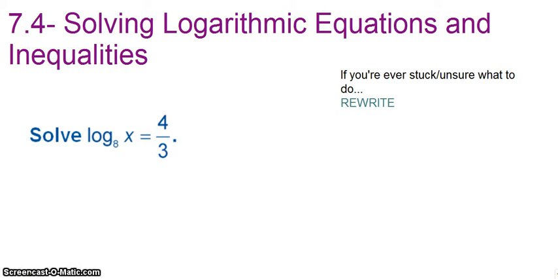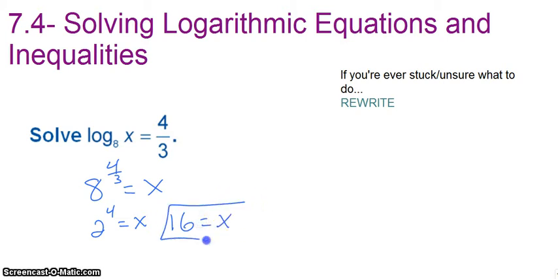Well, I'm not quite sure what to do with that, but let's see what happens if we rewrite it. So we've got a base of 8, exponent of 4/3 equals my argument of x. Oh, well, I can simplify that. I've got the cube root of 8, which is 2, and then that fourth power equals x. So 2 to the fourth is 16. So 16 is my answer.